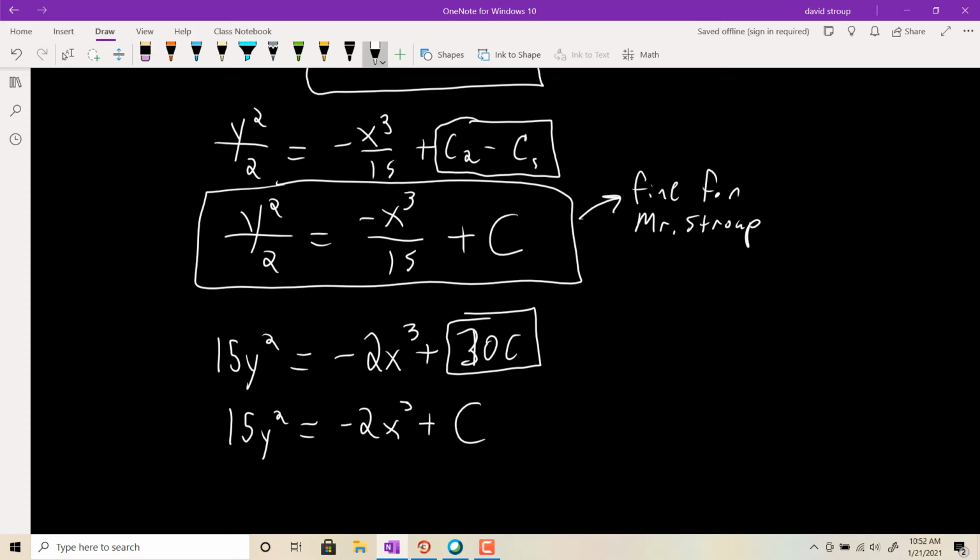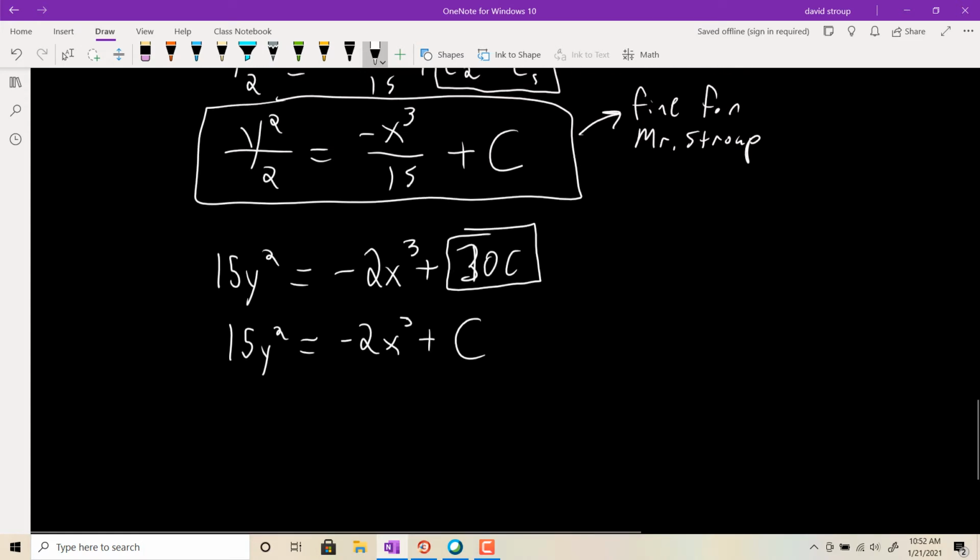At this point, this is a better answer. It takes less space, but it kind of looks like an equation of a circle. If you remember, the equation of a circle kind of looks like this.